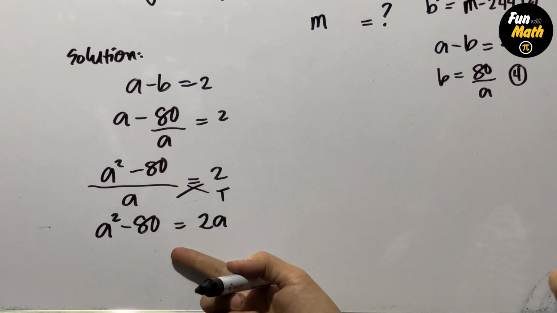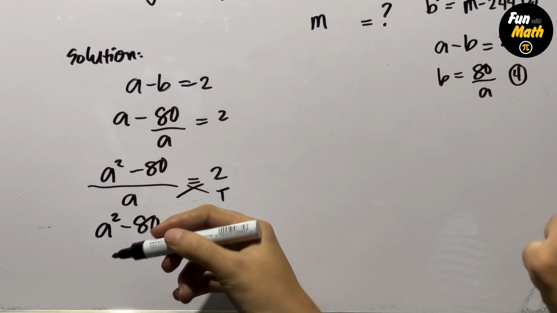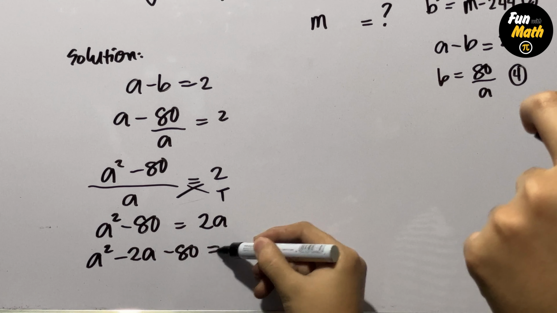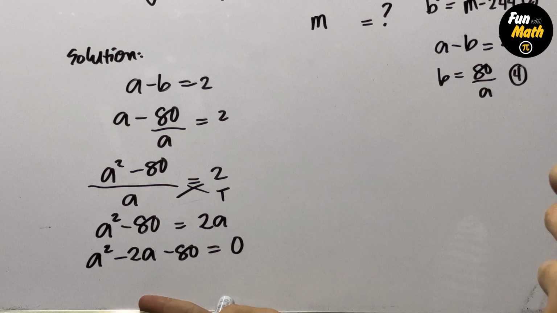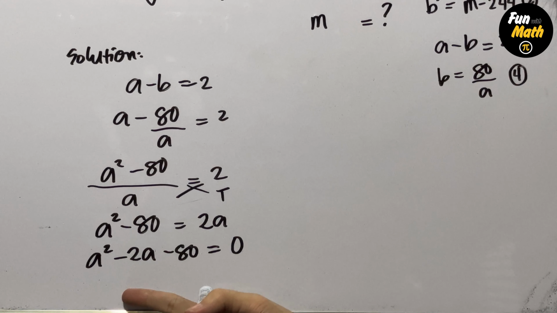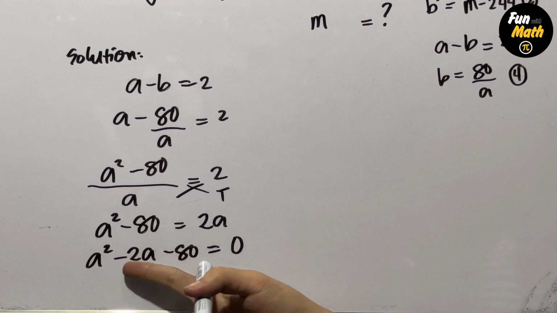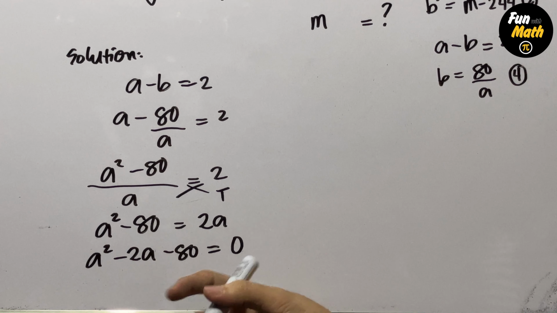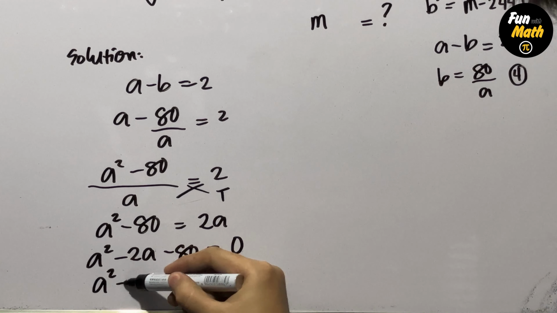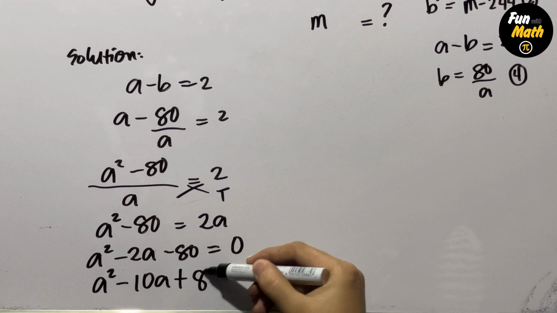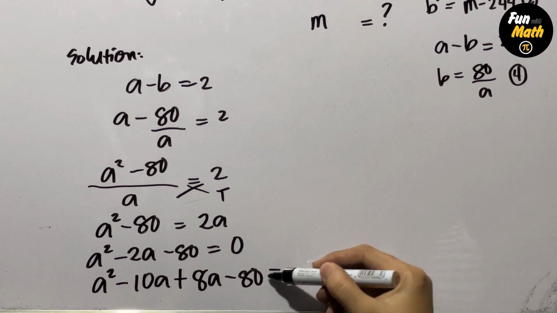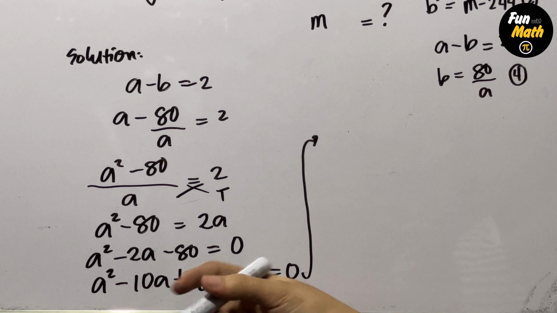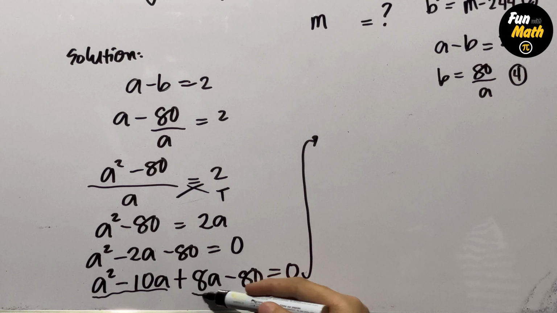And then, let's take this 2A to the other side. So this is now A squared minus 2A minus 80 is equal to 0. Now, let's apply the grouping and factoring. So for grouping, we can split negative 2A into minus 10A plus 8A. So this is now A squared minus 10A plus 8A minus 80 is equal to 0. And then we can factor. So here, first pair, and this is the second pair.